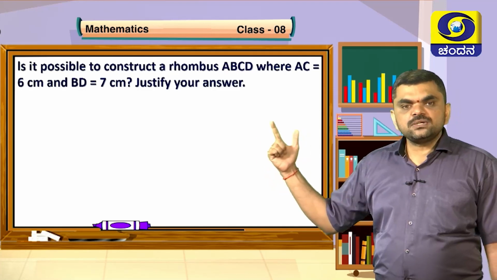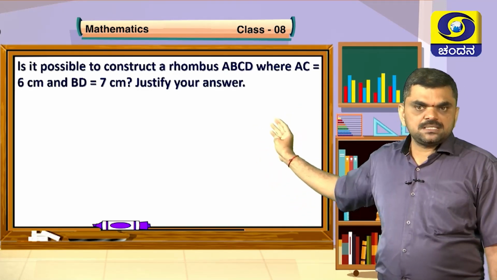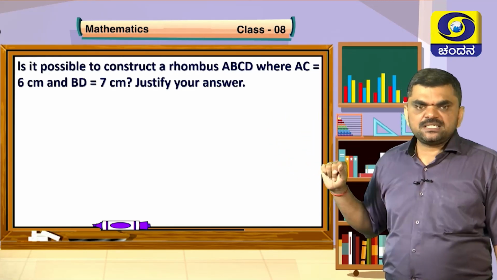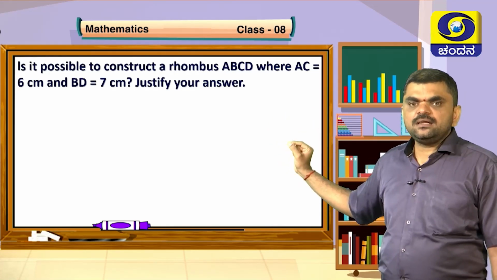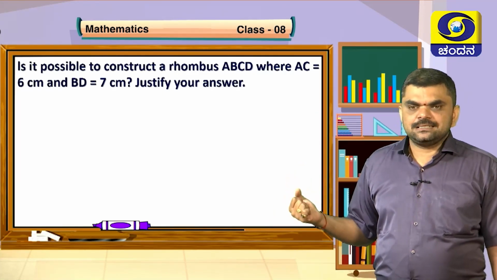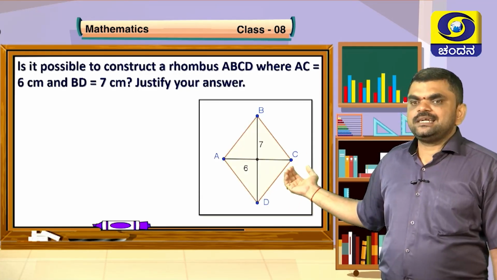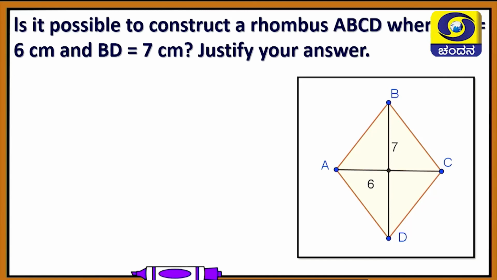Now they asked one more question. Is it possible for you to construct a rhombus ABCD where AC is equal to 6 centimeter and BD is equal to 7 centimeter? Justify your answer. First we have to write down the initial figure, that is the sketch. They have given AC 6 centimeter, BD 7 centimeter. They have given diagonals here, children. Is it possible for you to construct?